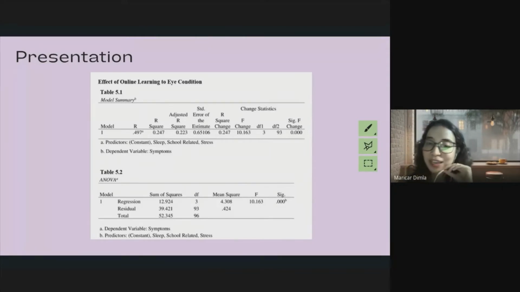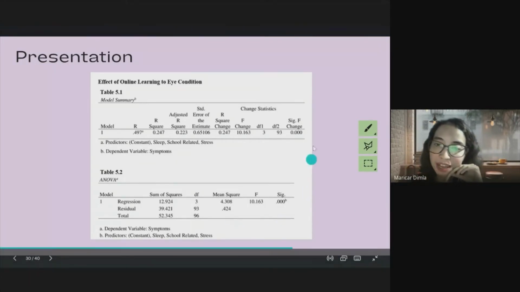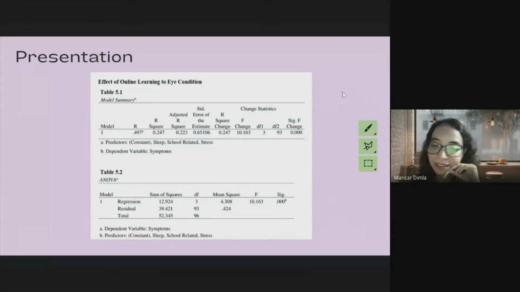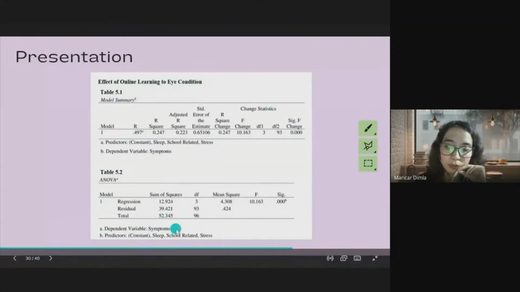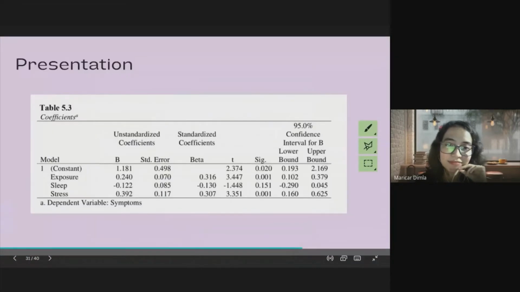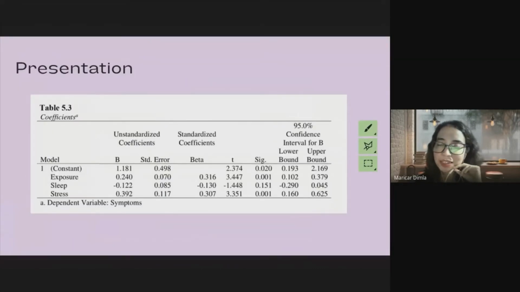Huwag niyo akong kakausapin sa part na to kasi iniiwan ko to lagi sa kaibigan kong statistician. Ikaw bahala magbigay ng analysis. Ipaintindi mo sa akin kung tungkol saan tong table na to for me to have my interpretation. Okay? And then, table 5.1 dito sa I condition. 5.2 sa ano ba yan eh. Hindi ko alam para saan to. Patawarin nyo ako STEM 1.